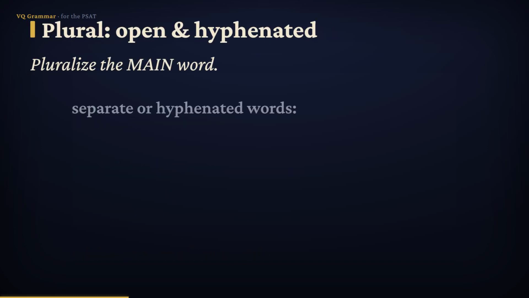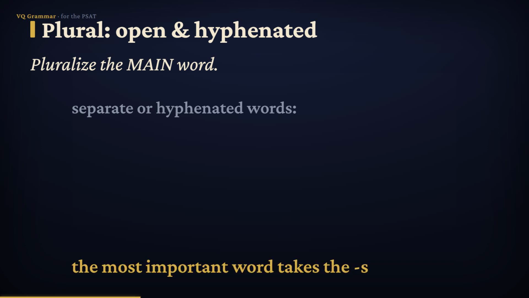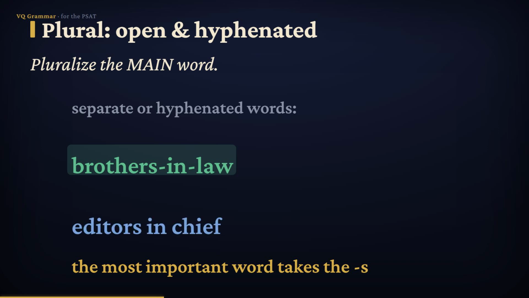But when the compound is separate words or hyphenated, the rule changes. You don't add the s at the end. Instead, you make the most important word plural, the one that's really the noun. Take brother-in-law. The key word is brother, so the plural is brothers-in-law, not brother-in-laws. Same with editor-in-chief. The noun is editor, so it becomes editors-in-chief. Find the main word and put the plural there.